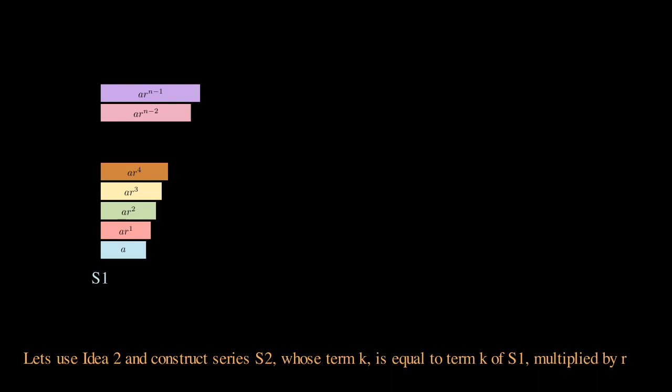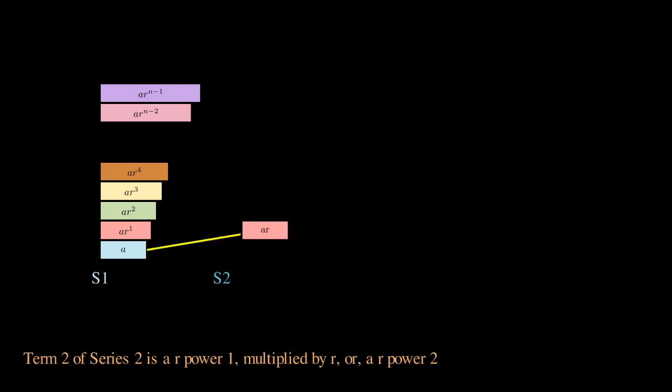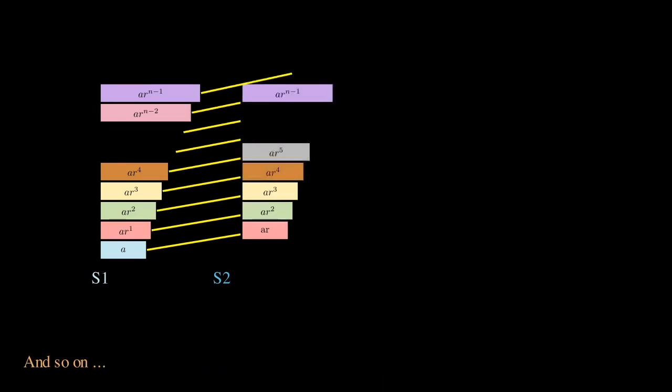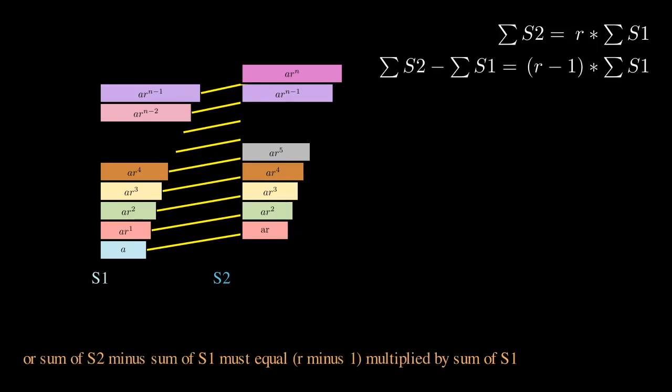Let's use idea 2 and construct series S2, whose term k is equal to term k of S1 multiplied by r. First term of series 2 is the first term of series 1, a, multiplied by r. Term 2 of series 2 is ar to the power 1 multiplied by r, or ar to the power 2. Term 3 of series 2 is ar to the power 2 multiplied by r, or ar to the power 3. And so on. From idea 2, we know that the sum of S2 must equal r times the sum of S1. Or the sum of S2 minus the sum of S1 must equal r minus 1 multiplied by the sum of S1.